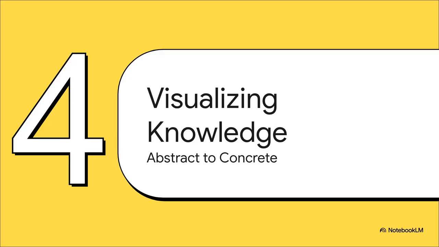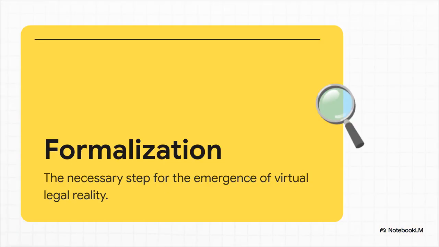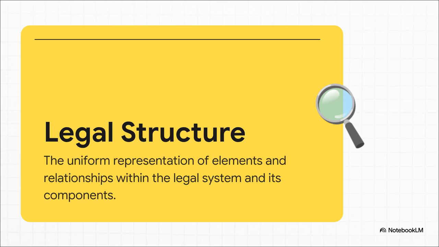So, how does this actually work in practice? How do you take the abstract concepts of law and represent them in a digital world? Well, this next section is all about making the invisible visible. It's about turning abstract rules into concrete structures. The key process here is something called formalization. This is the essential first step. It's the act of translating abstract legal rules and concepts into a structured, logical format that a computer system can actually understand and process. The result of that formalization process is what Professor Kiskinov calls a legal structure.